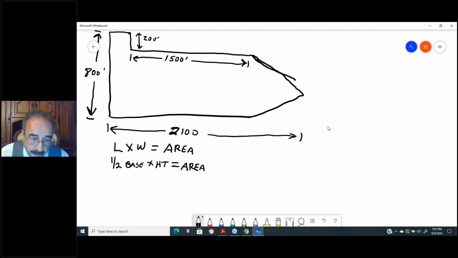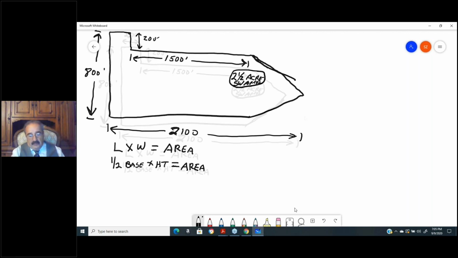Now, this is the parcel of land. I am going to show you, oh wait, I forgot something. What we have here is a 2.5 acre swamp. The question is, how many square feet of tillable land do I have here?